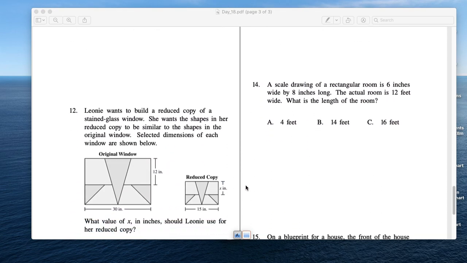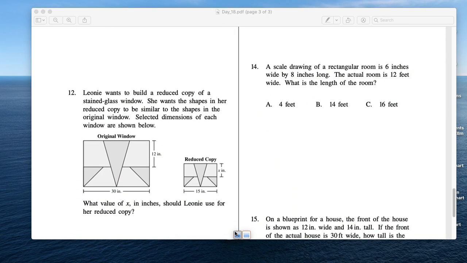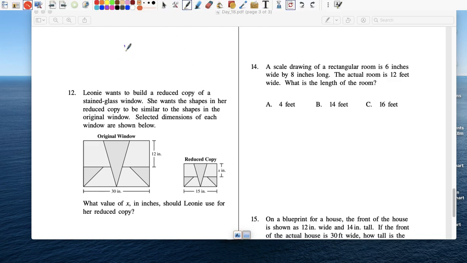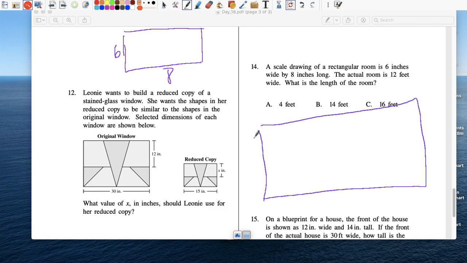14. A scale drawing of a rectangular room is 6 inches by 8 inches. The actual room is 12 inches wide. What is the length? Look, how did the 6 become a 12? Times 2. So if that was multiplied by 2, the length also is going to be multiplied by 2. So 8 times 2, x equals 16.